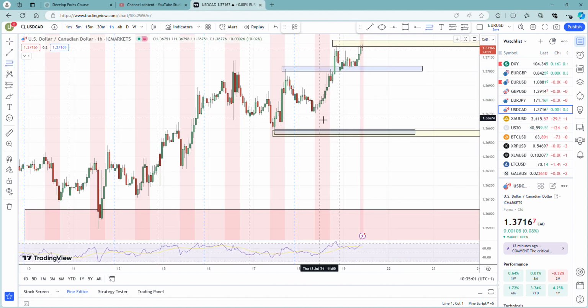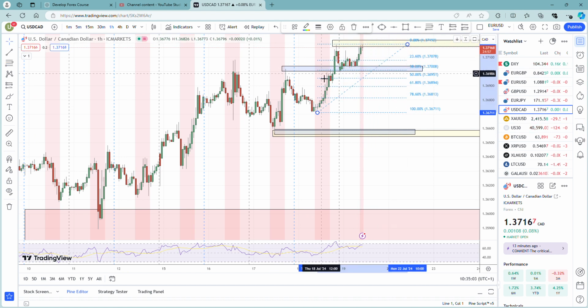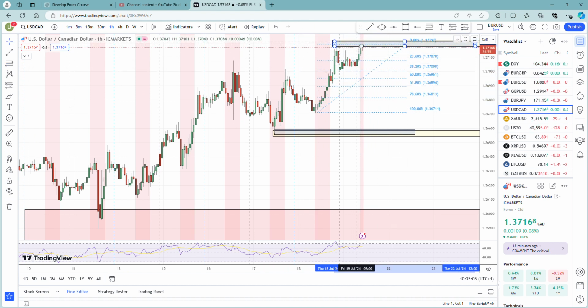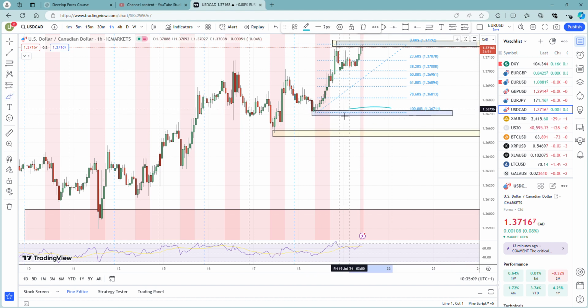Look how quickly I'm doing this, guys. It's just second nature for me. I don't even need to think. I'm so comfortable with the price action. Here's your support, here's your resistance. Here's support, we look for buys to go up. Here's your resistance, looking for sells to go down.